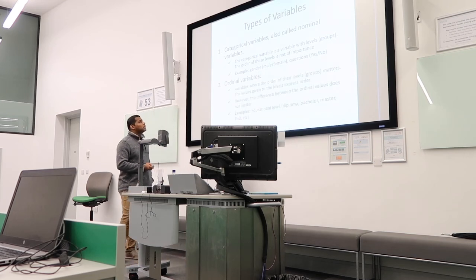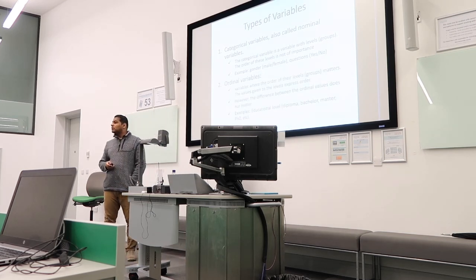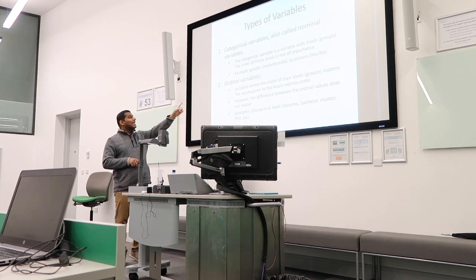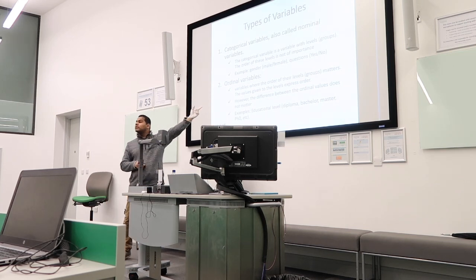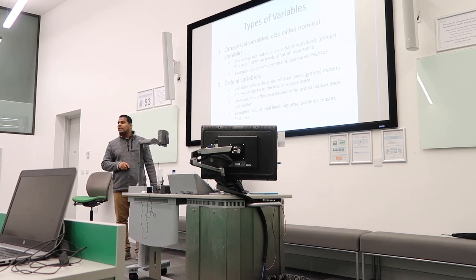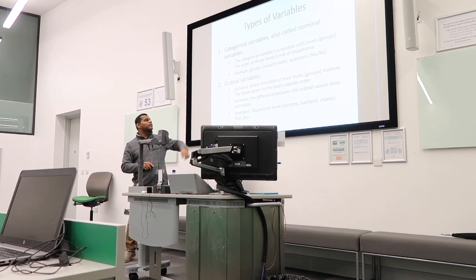The second one is ordinal variables. From its name, ordinal means the values you give to the variables indicate order. Get it? So it also takes the properties of categorical. Here we see they are categorical.